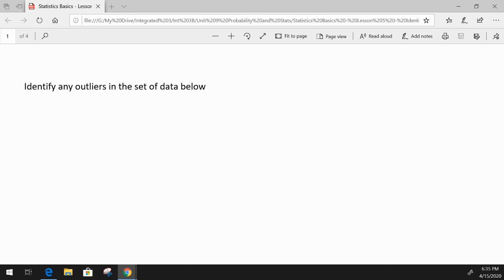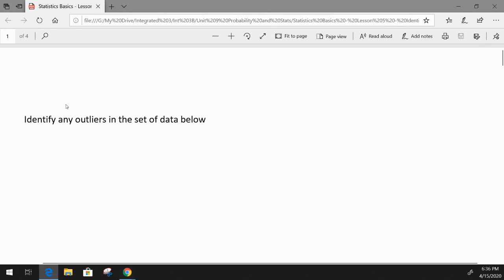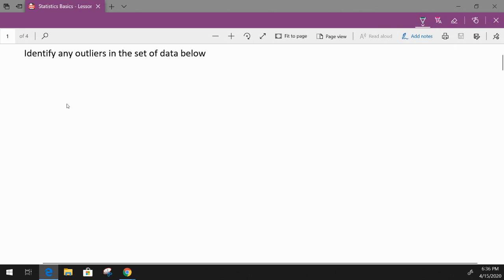Okay, so in this video, I am going to show you an example of how to identify any outliers in a set of data. The set of data that I'm going to create is actually a stem and leaf plot. Some of you might have seen some of these stem and leaf plots and weren't really sure how to figure out what the data is from them, but they're not really that hard. I'll just go through and give you a quick example.